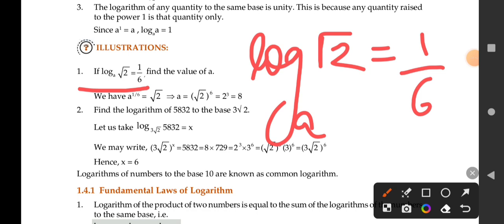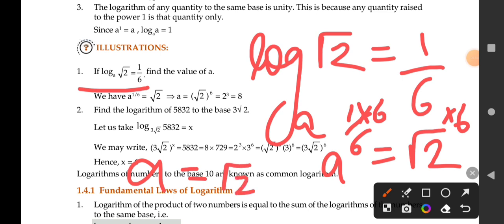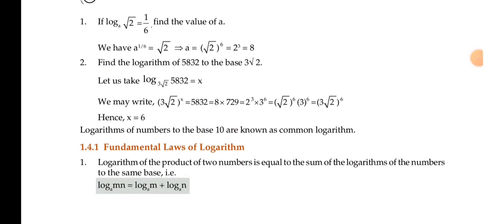So let us transform this first. What will you get? A power 1/6 is equal to root 2. How can you transfer 1/6 to the other side? By multiplying by 6. Okay, so you get a is equal to root 2 power 6, which is equal to 2 cube, which is equal to 8. Okay, 8. We don't have any option, right?